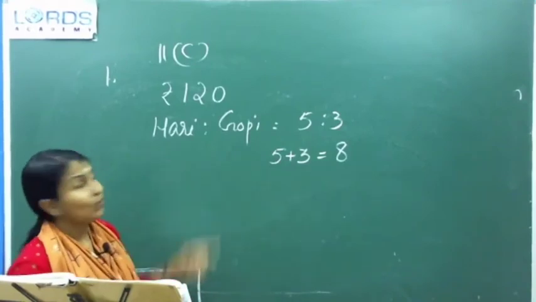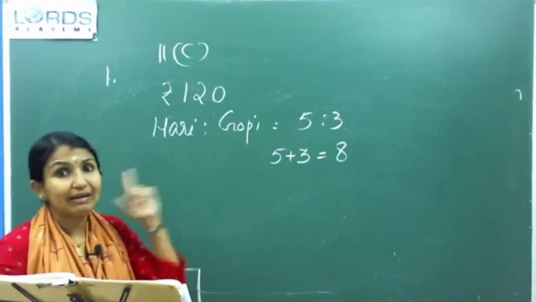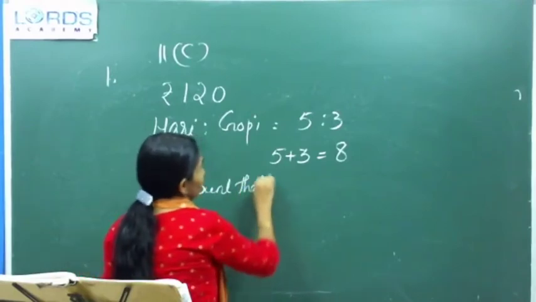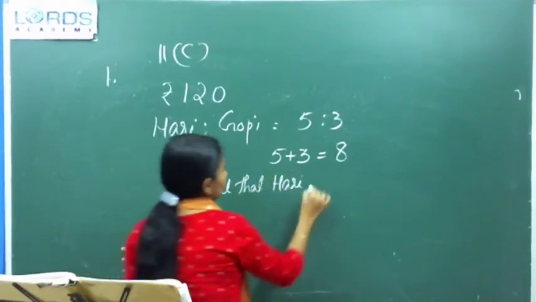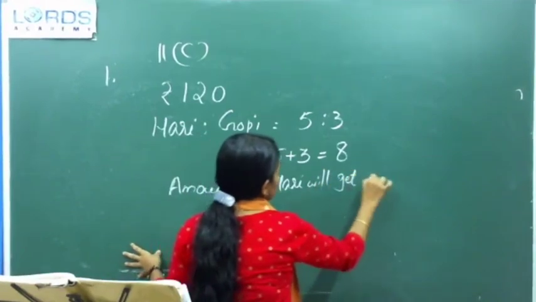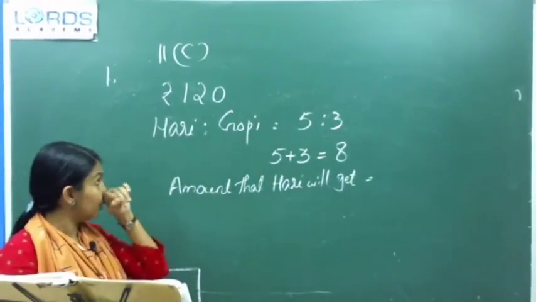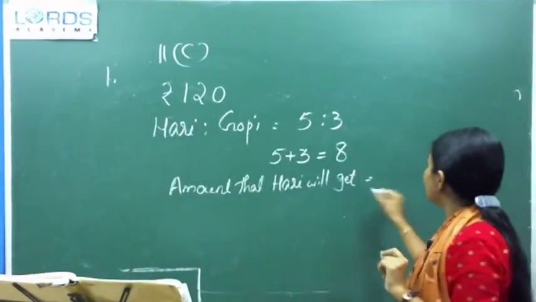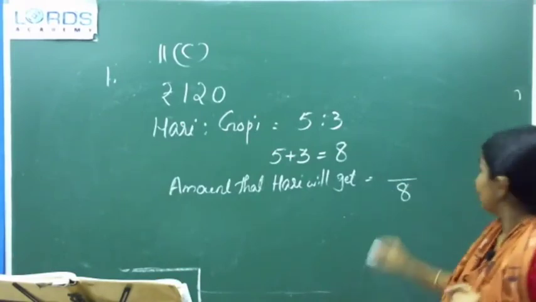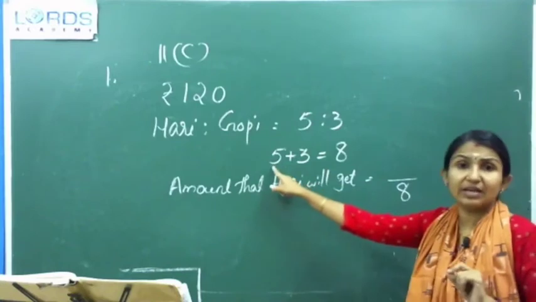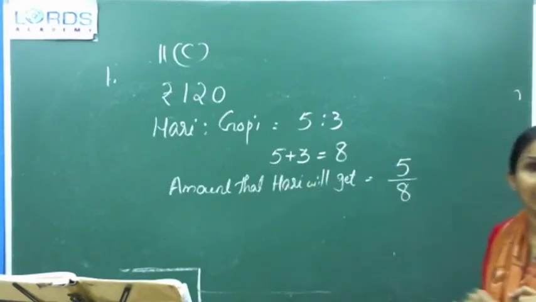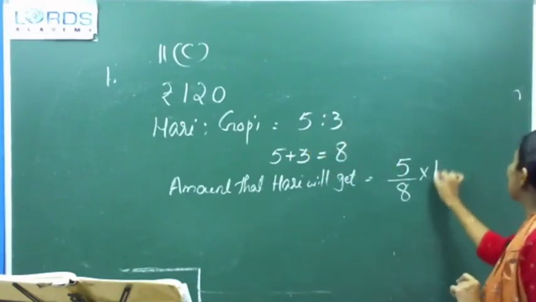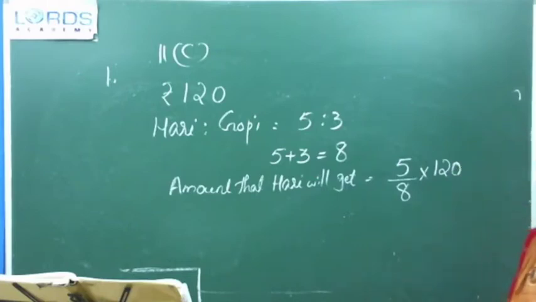So when we are dividing 120 rupees into a total of 8 parts, the amount that Hari will get is equal to, what is the total rupees? It is 120 rupees. What is Hari's fraction? How much will Hari get? The total is 8, right? Total 8 parts are there. Of that, how many parts will Hari get? 5 parts. That means 5 by 8. 5 by 8 into, what is the total amount? 120. 5 by 8 into 120.